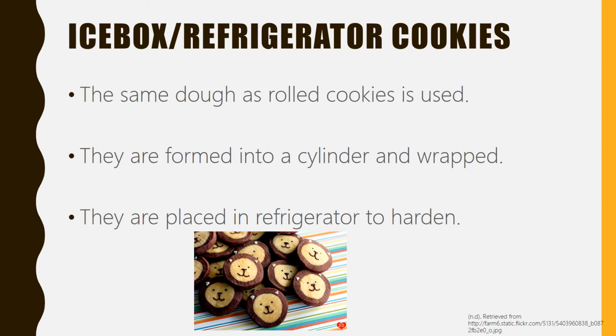Icebox/refrigerator cookies. The same kind of dough used for rolled cookies can be formed into a cylinder, wrapped and placed into the refrigerator to harden. The chilled dough is then sliced into thin discs for baking. The commercially prepared cookie doughs sold in the refrigerator section of the supermarket are the icebox/refrigerator type.